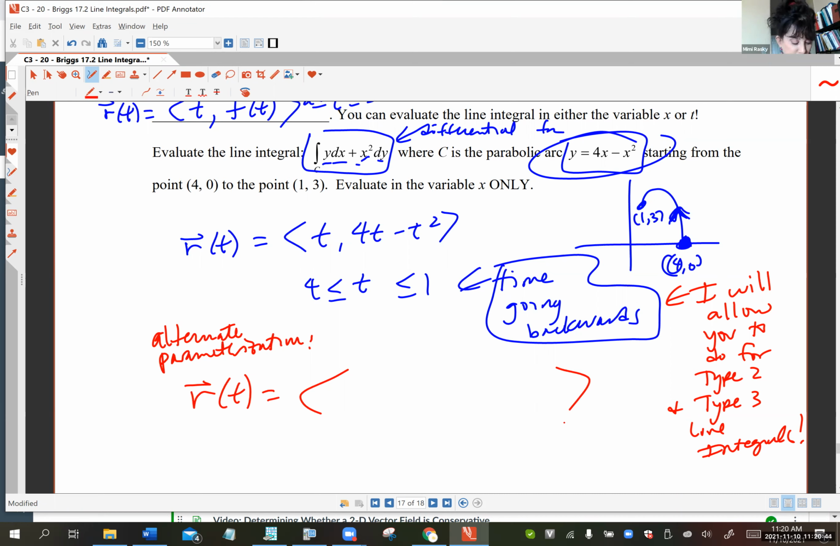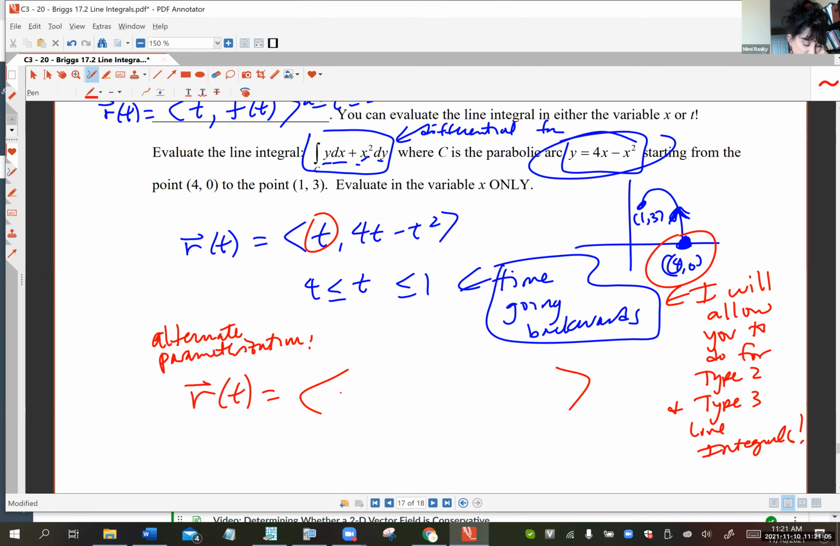Okay, so the way you would do it is you want to start at point 4, 0. So you're like, oh man. Really? Yeah. This is kind of, like I said, parameterization is not unique. So what can I do?